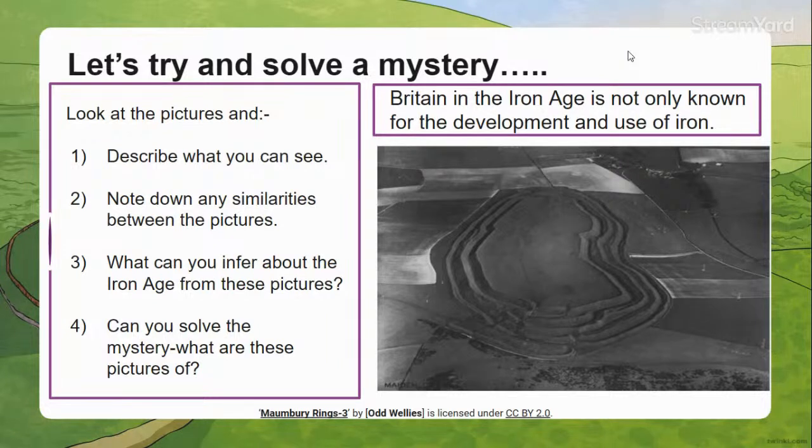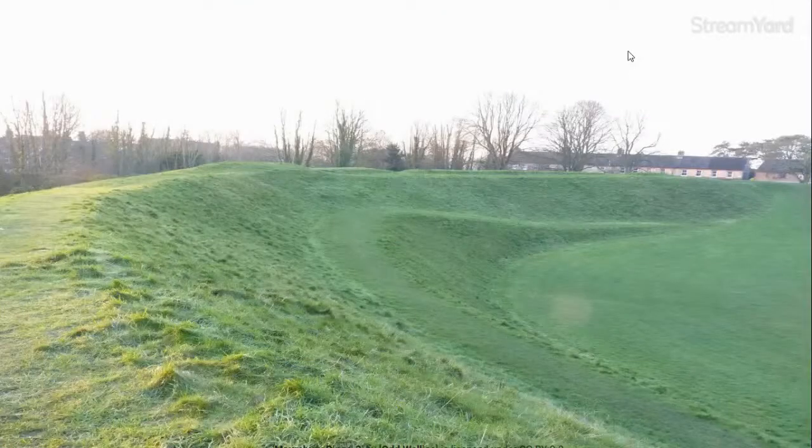The next thing is what can you infer? What can you learn? What can you judge? What do you think is happening? What can you actually see? Because if you look at the picture here, you could say, well, I can see some fields. But actually, if you look a bit closer, what can you learn about those fields from looking at them a bit closer? And then the last thing is, can you solve the mystery? What do you think these pictures are of? So what can you see, including similarities? What can you learn? What do you think it is that you can learn from these pictures? And can you solve the mystery?